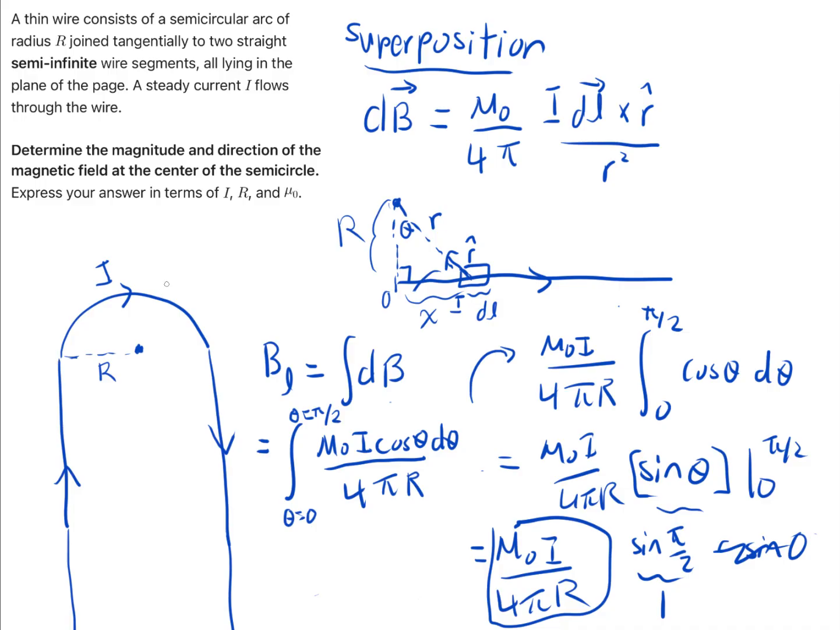Now we just need to find the magnetic field due to this semicircle. So let me go ahead and erase all of this here.